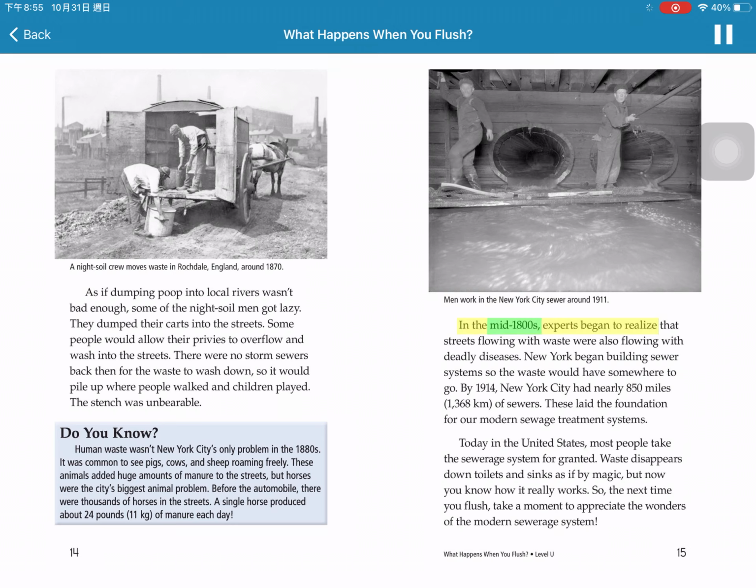In the mid-1800s, experts began to realize that streets flowing with waste were also flowing with deadly diseases. New York began building sewer systems so the waste would have somewhere to go.